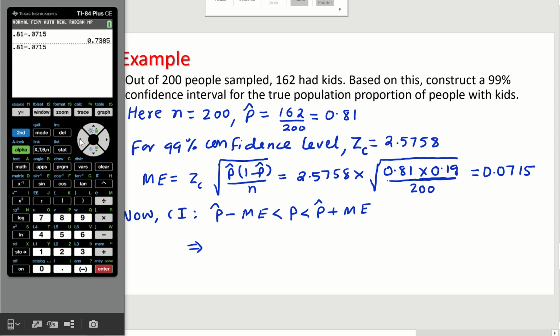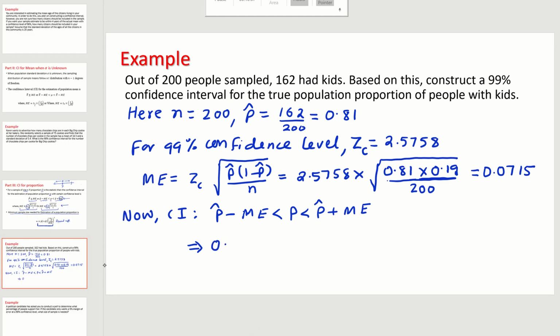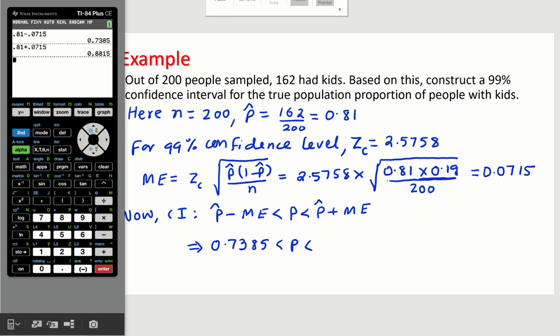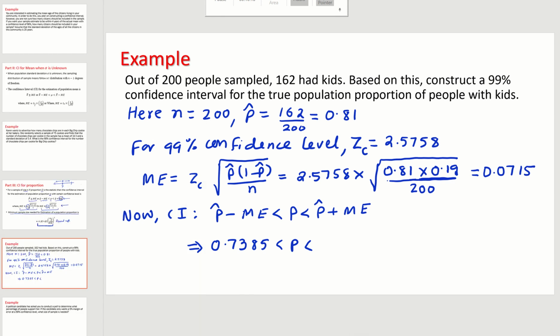The upper boundary will be, we have plus in the middle. This sign must be plus. Then that's what we get. So it's from 0.7385 up to the upper bound, which is 0.8815. So that is the confidence interval for the population proportion.